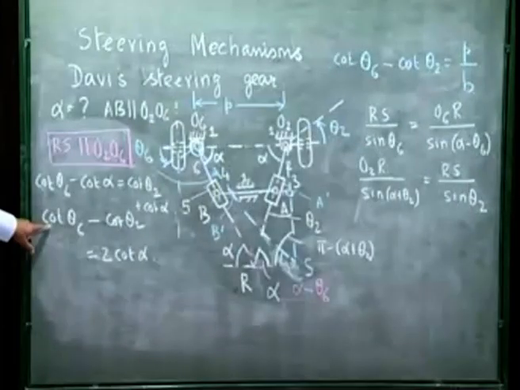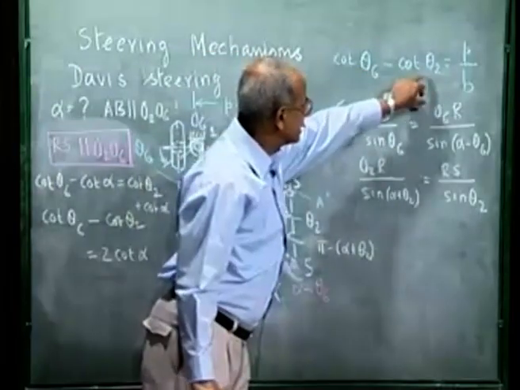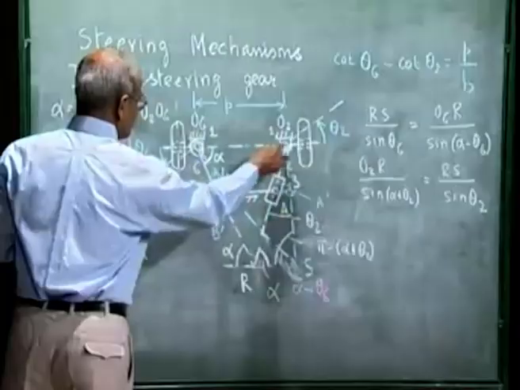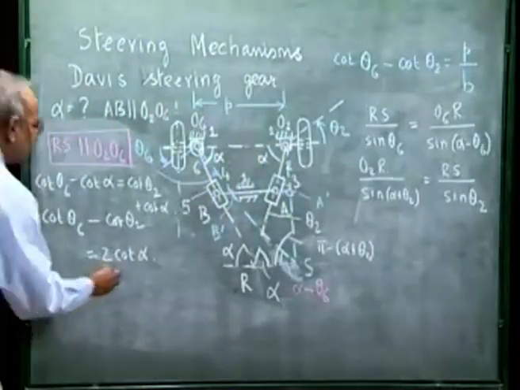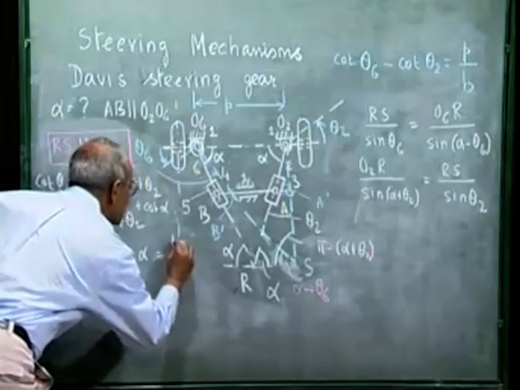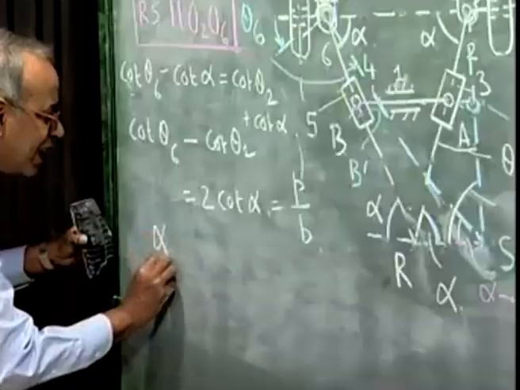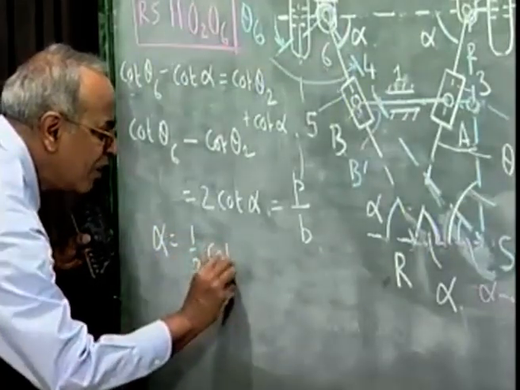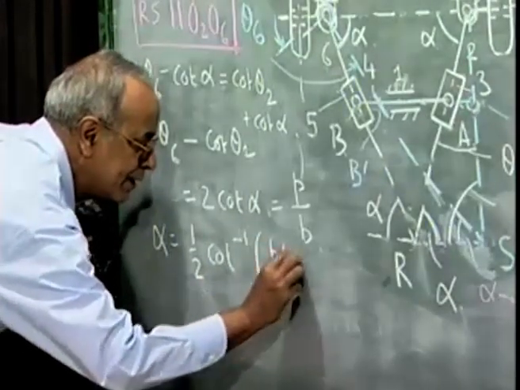And for perfect steering condition to be maintained, I know cot theta 6 minus cot theta 2 should be P by B, where P is this distance O2, O6 between these two pivots, and B is the wheelbase. So this is equal to P by B. So alpha is half of cot inverse P by B.